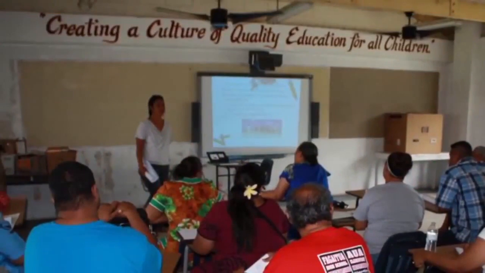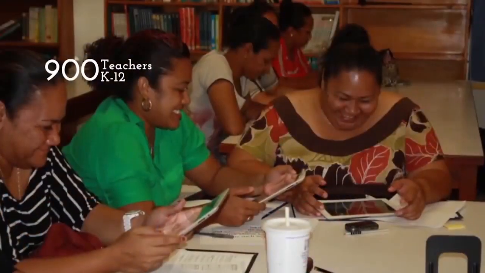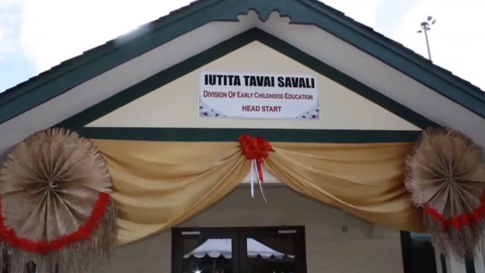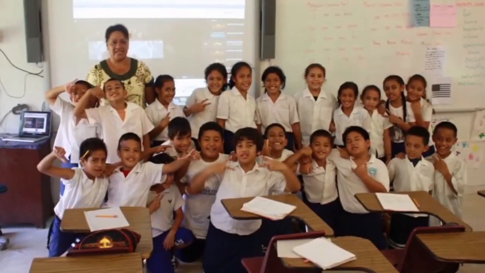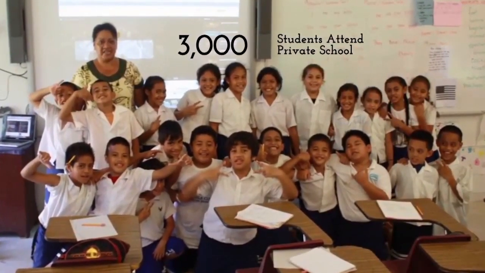12,000 students are in the public school system, of which I direct, and 900 teachers help teach children K to 12. We also have an early childhood education, which is also called Head Start. That's administered by the government, but fully federally funded. We also have a special ed division, also fully funded by the federal government. And then the rest of the schools are private schools. So in total, about 3,000 students attend school in the private school, religious and otherwise private schools.